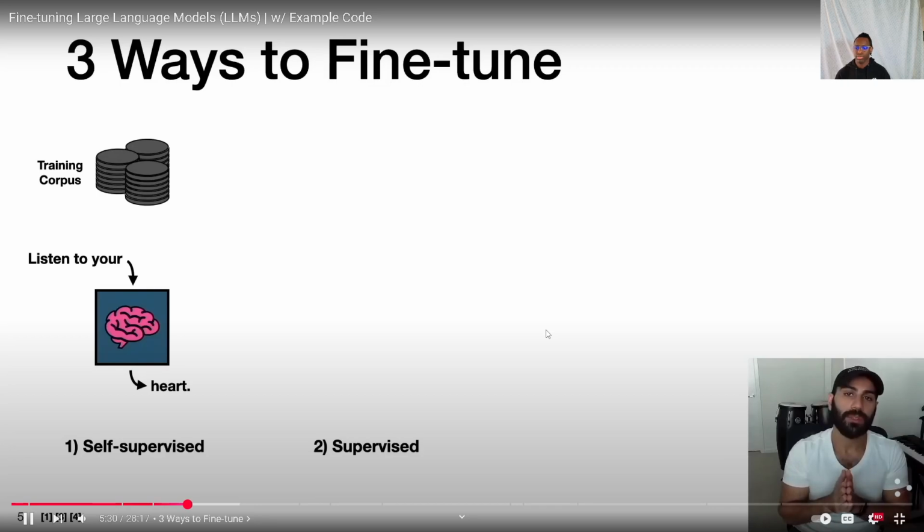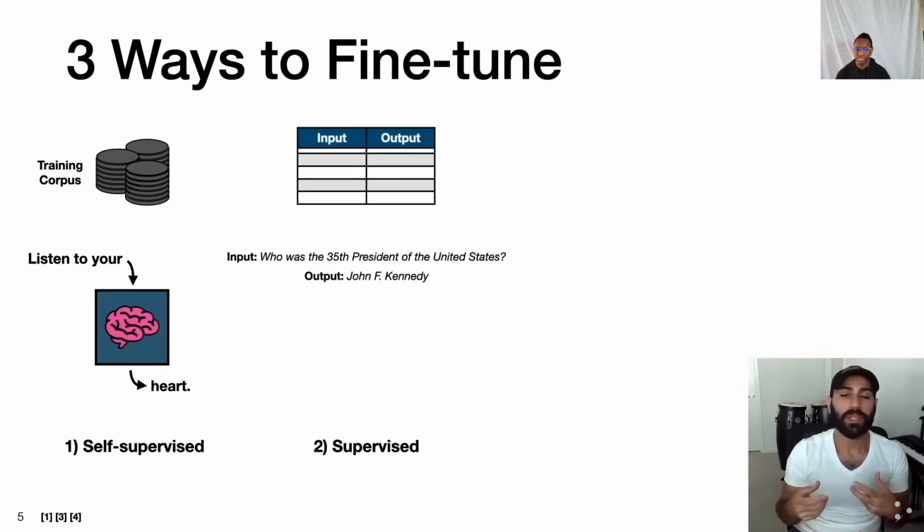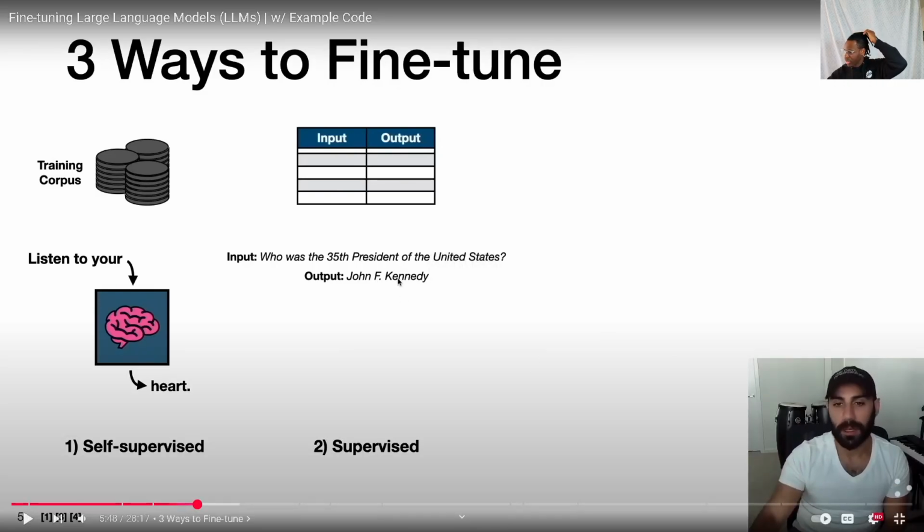The second way we can fine-tune a model is via supervised learning. This is where we have a training data set consisting of inputs and associated outputs or targets. For example, if we have a set of question-answer pairs, such as "who was the 35th president of the United States," and then the answer is John F. Kennedy. Input means question or command, output means the response or the answer to the question or command. Or maybe it's a sequence of things that it needs to do based on a command. That's what input output means.